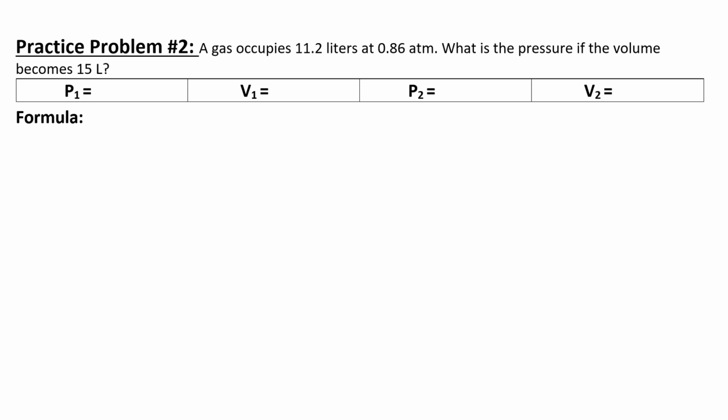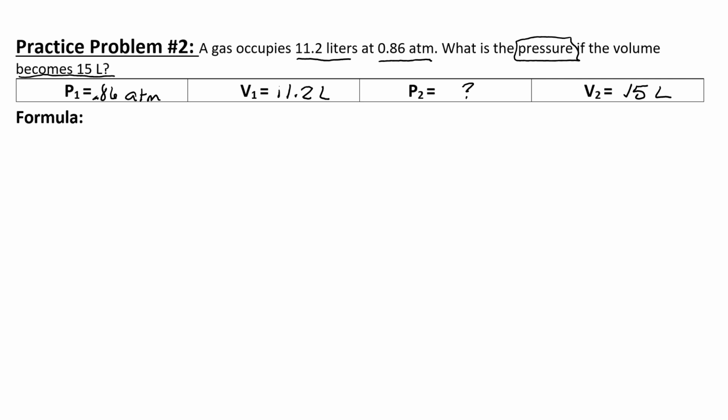Okay, a second practice problem. A gas occupies 11.2 liters at 0.86 atm. What is the pressure? So pressure is our unknown if the volume is 15 liters. So our pressure 1 is 0.86 atm. Our volume 1 is 11.2 liters. Our ending pressure is our unknown, and our ending volume is 15 liters.